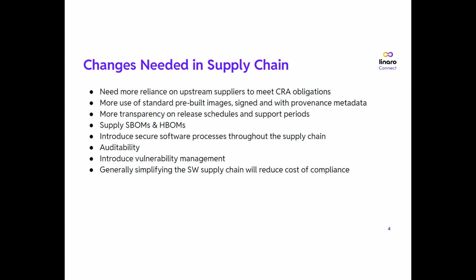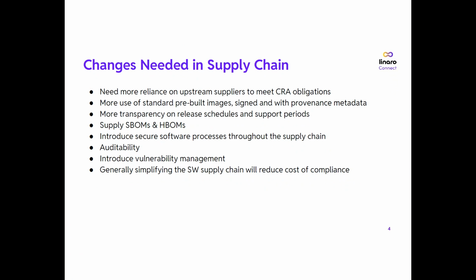So what should we be doing to put this ecosystem in the right order? We need to put the upstream suppliers in a position to have more reliance to meet the CRA obligations. Effectively, that means we use standard pre-built images which are signed and have provenance metadata. I will talk a bit more in detail about what exactly provenance metadata means here.